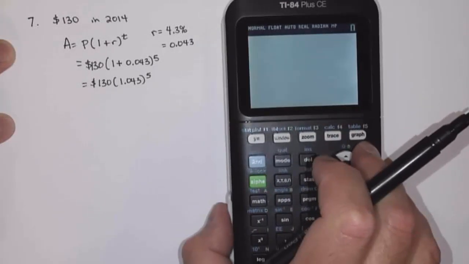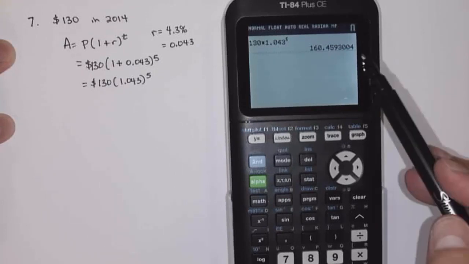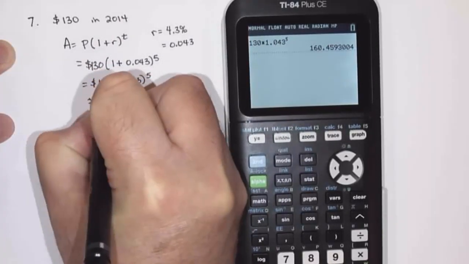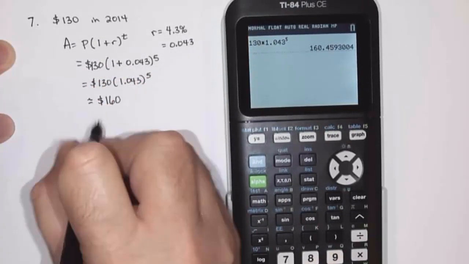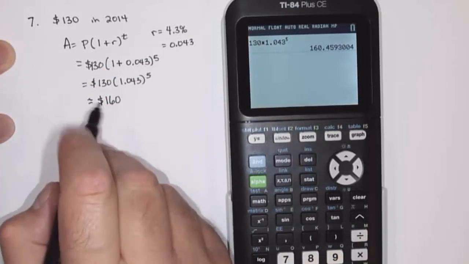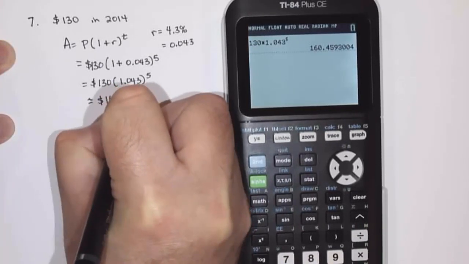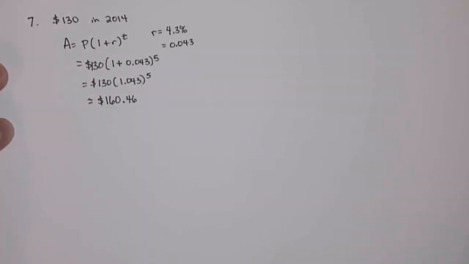So if I bring in my calculator, 130 times 1.043 raised to the 5th power, that is $160.46 if we round. So 5 years later, if the inflation rate is 4.3%, the cost of the shoes will be $160.46. So that is the answer to number 7.